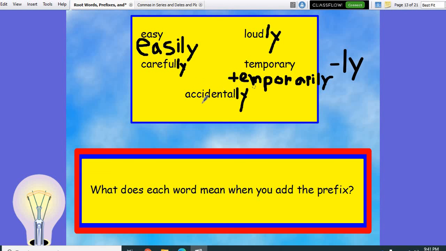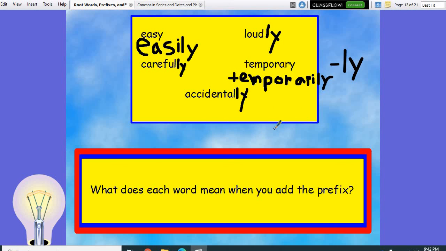Alright, and then accidentally. We know what an accident is. It means you didn't mean to do it. If you accidentally run into somebody, what should you do? Yeah, you should say sorry because you did it in an accidental way. You didn't mean to do it. That's what LY means. It means you're doing it in that way. So something that was accidentally done, you didn't mean to do it. It was accidentally said. It's hard to say.